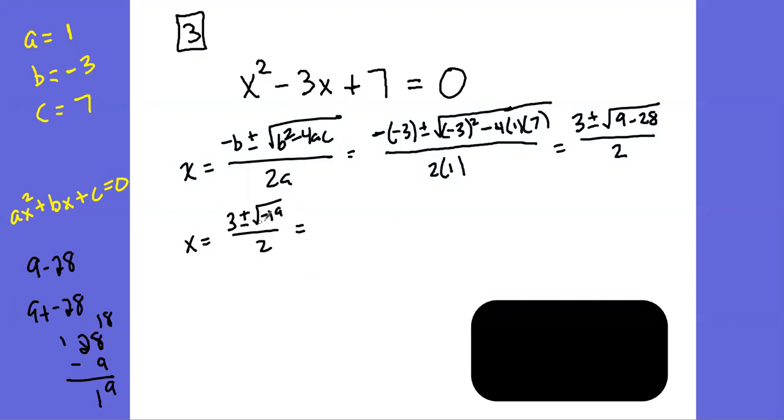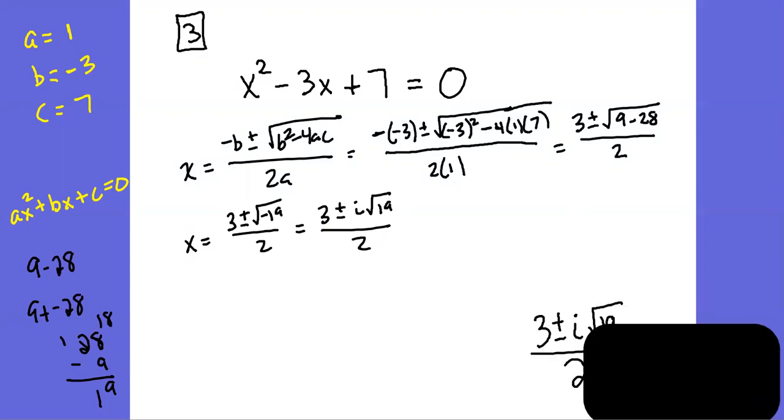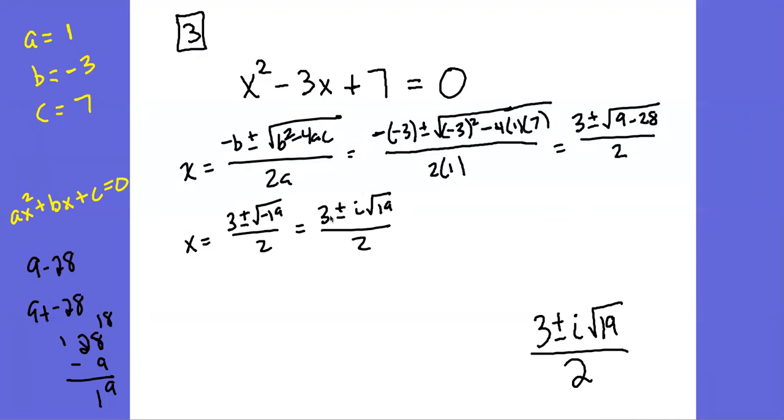We can rewrite the square root of -19 as i times the root of 19. And unlike some previous examples that we've done where we could simplify, this one is not going to be able to be simplified any further than that. Final answer is 3 plus or minus i root 19, all over 2.